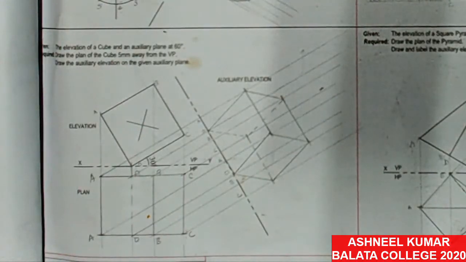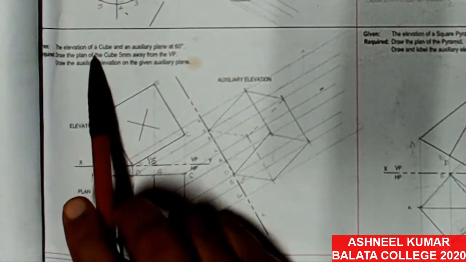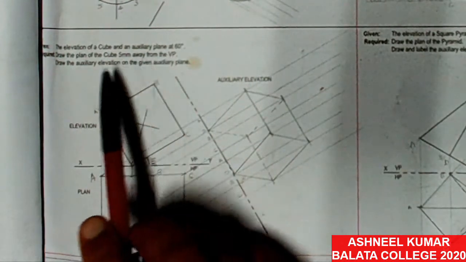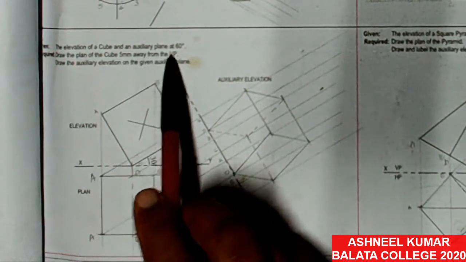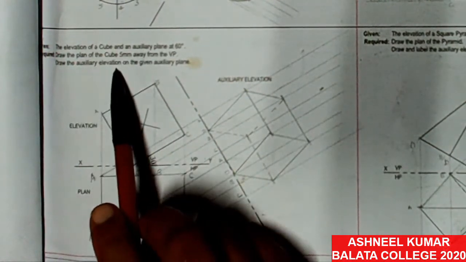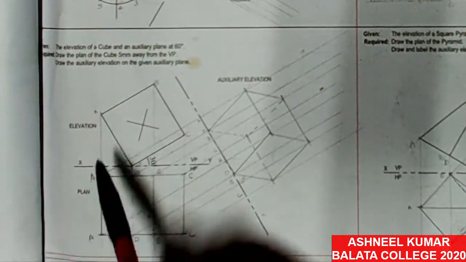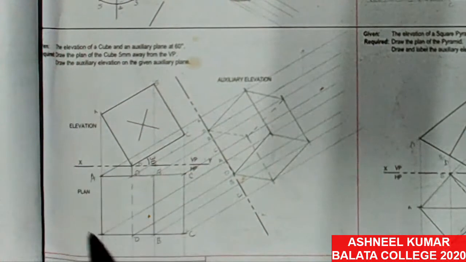Right, this is the third question on that worksheet. The elevation of a cube and an auxiliary plane at 60 degrees. Draw the plane of the cube 5 mm away from the VP. Draw the auxiliary elevation on the given auxiliary plane, right? So what it actually means here, this is the plane.